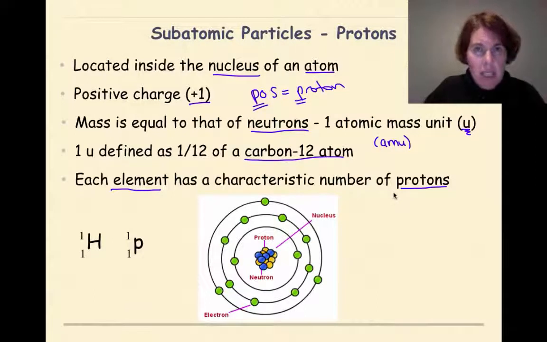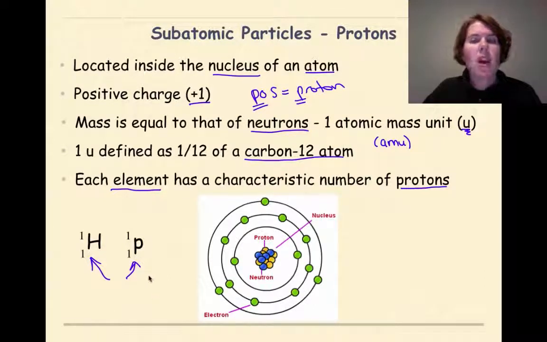There are 2 different representations that we can have of protons that are found on Table O. One is right here where you're going to have a capital H, and we'll talk about symbolic representations in the future. So this is one representation of a proton, and here's another representation of a proton where this lowercase p is representing a proton.